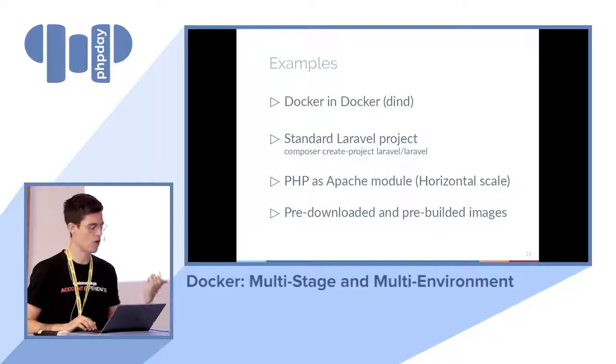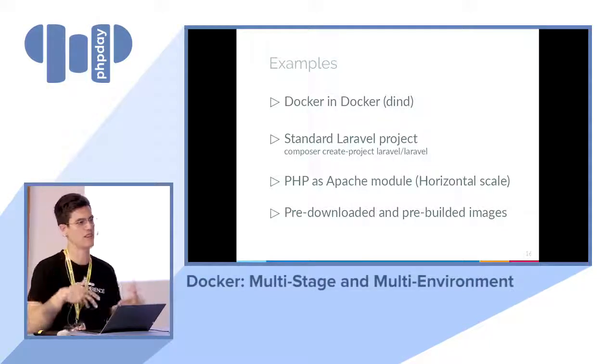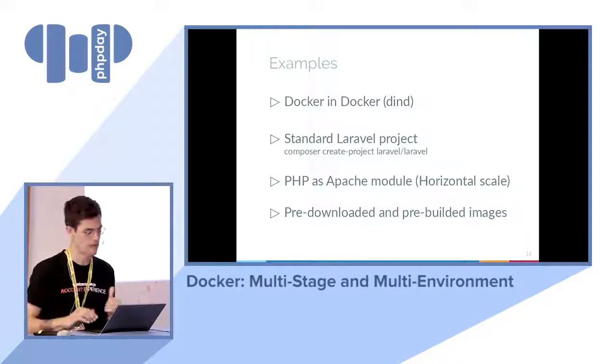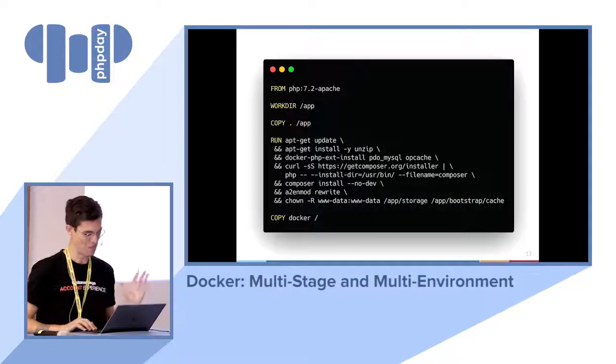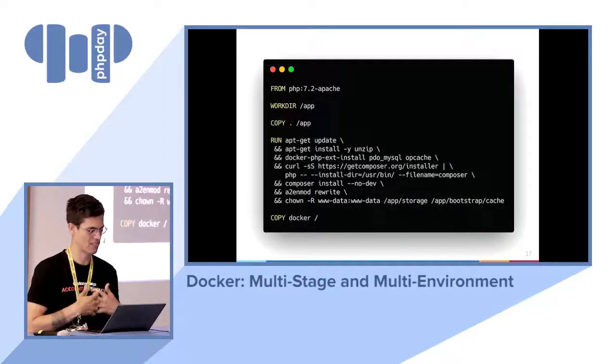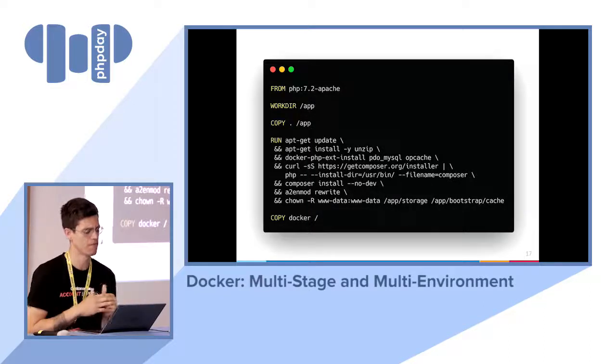I pre-downloaded all images and pre-built all images here. Because of that, the node local was really fast because everything was cached. If something goes wrong, it's because the cache is not working anymore. But I hope everything went good. So this is our first example.